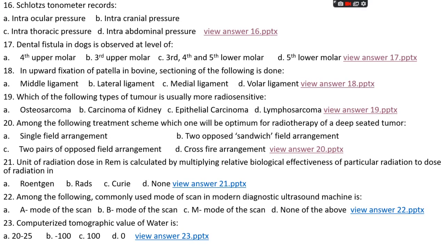Question number 21. Unit of radiation dose in REM is calculated by multiplying relative biological effectiveness of a particular radiation to the dose of radiation in: option A, Roentgen; option B, RAD; option C, Curie; option D, none. The right answer is option B, that is RAD.